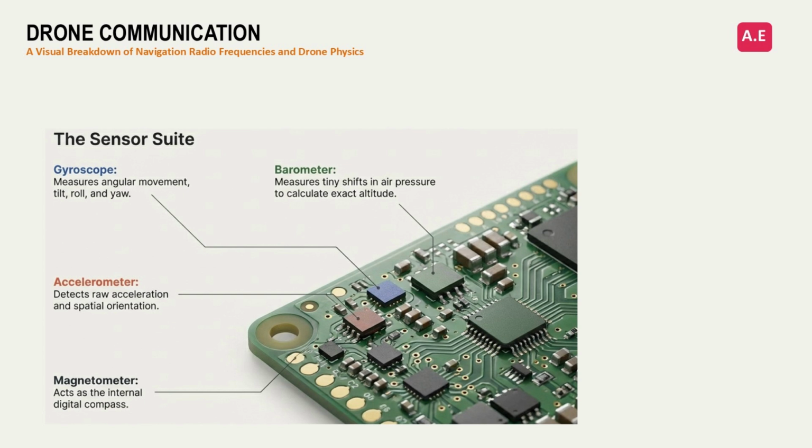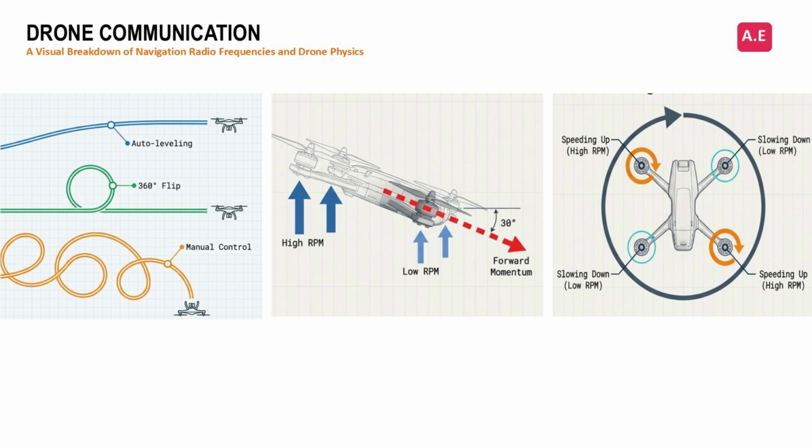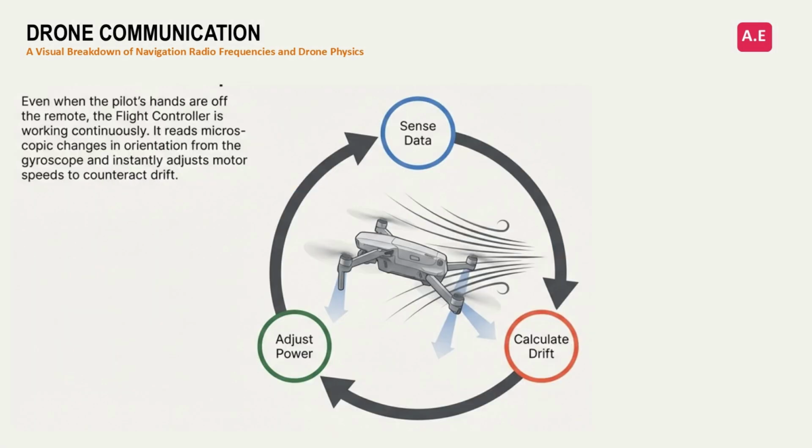So it all comes down to this relentless, high-speed feedback loop. The controller gets a command, right? Like, move forward. It then immediately reads the sensors to see what the drone is actually doing. It calculates the difference between those two things and instantly sends updated commands to the motors to correct everything and execute the maneuver. This whole process happens hundreds of times every single second. It's wild.